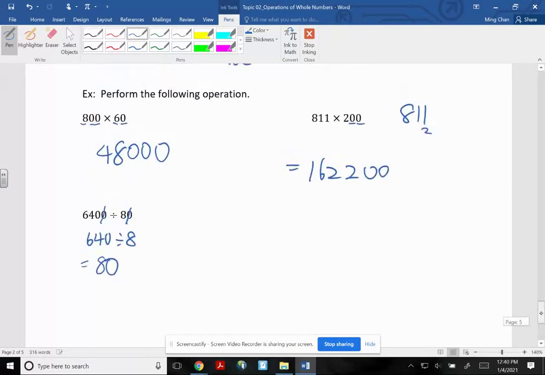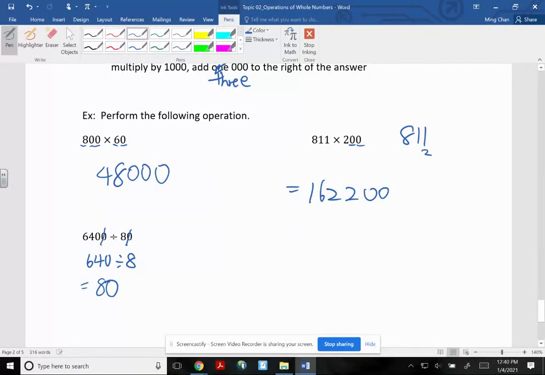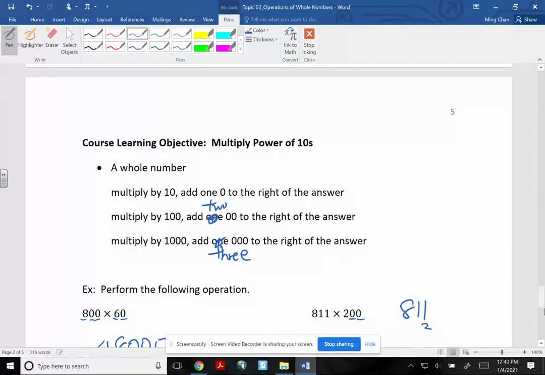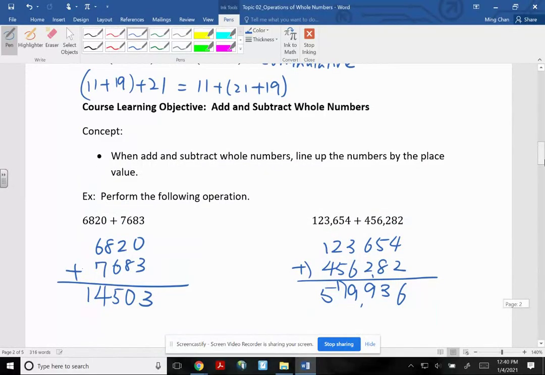So that was just a quick refresher on how to add, subtract, multiply, and divide whole numbers, and to begin to introduce the properties of real numbers. Okay, that will conclude this video.